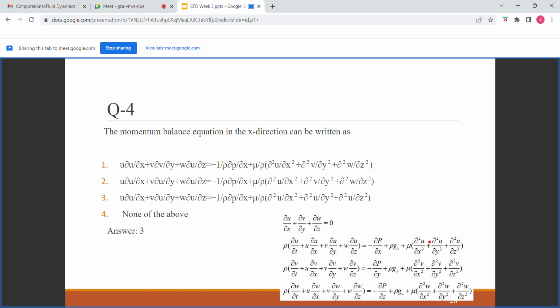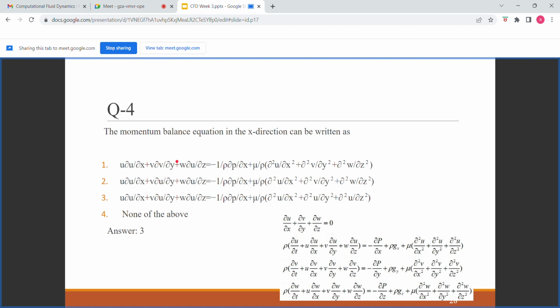So we'll see what the answer to this is, obviously option 3, and we'll see why 1 and 2 are not applicable. In the first, it is given that u ∂u/∂x plus v ∂v/∂y plus w ∂u/∂z is equal to minus 1 by rho ∂p/∂x plus mu by rho (∂²u/∂x² plus ∂²v/∂y² plus ∂²w/∂z²).